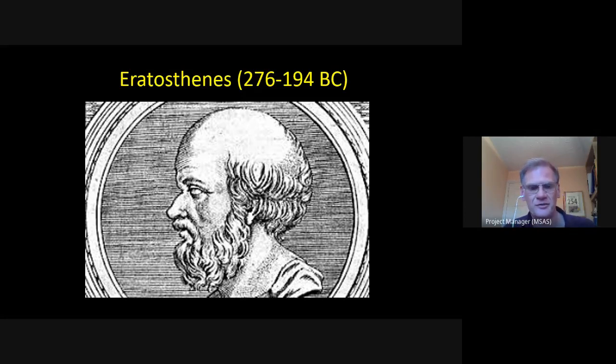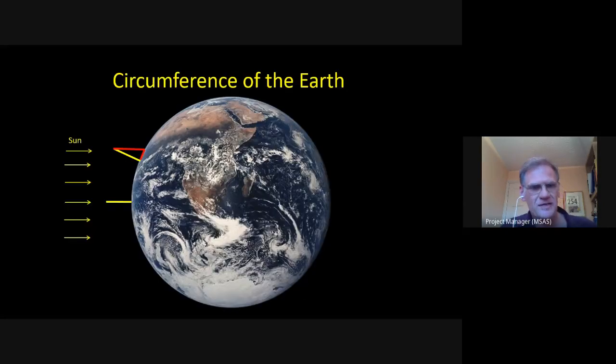And he correctly concluded that the reason why the shadows were different lengths is due to the curvature of the Earth, so the sun was shining on the sticks from a different angle. So I guess take that, flat earthers, we knew that the Earth wasn't flat over 2,000 years ago. So then what he did was, again, a bit of geometry like we did with the mountain. You could work out the circumference of the Earth from the length of the shadows in those two different places.